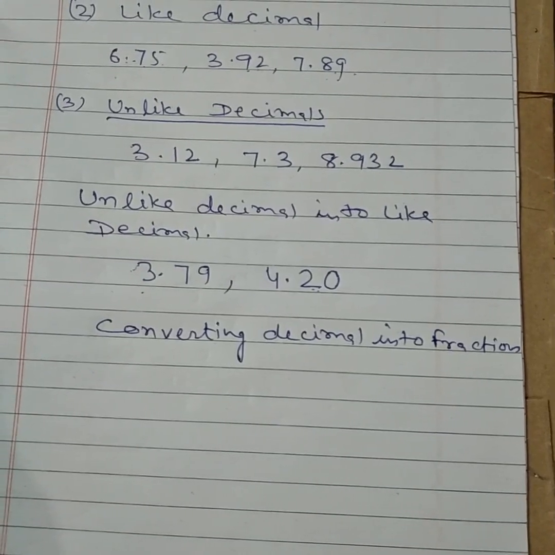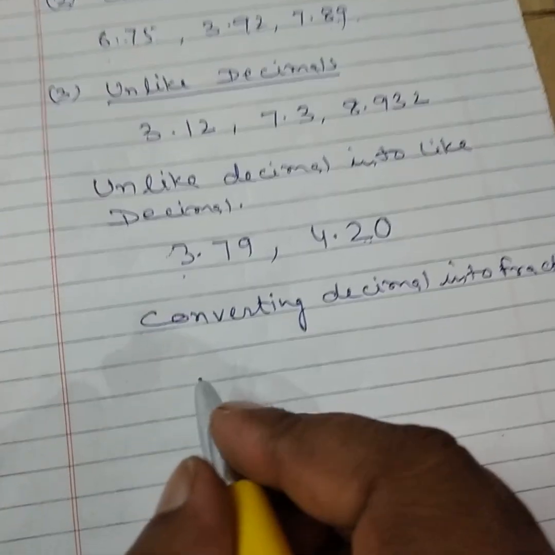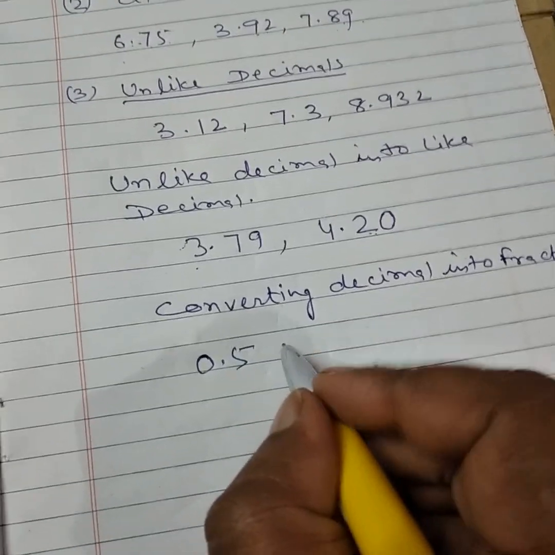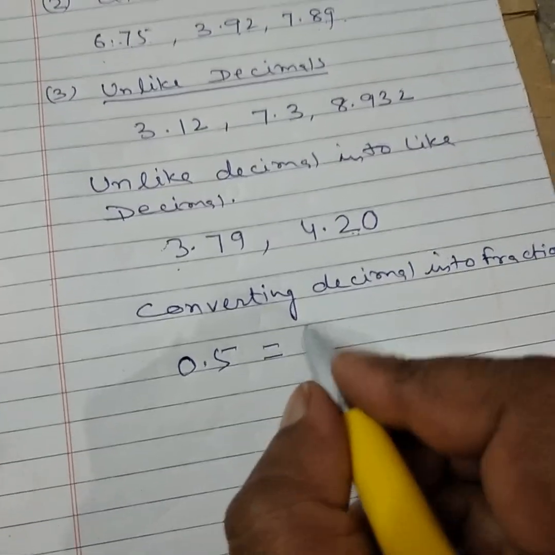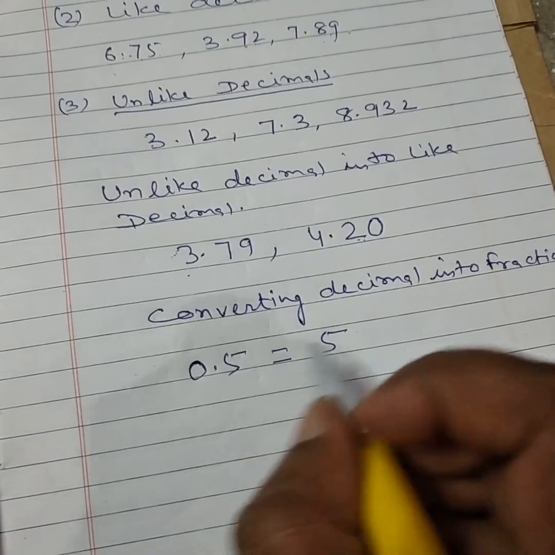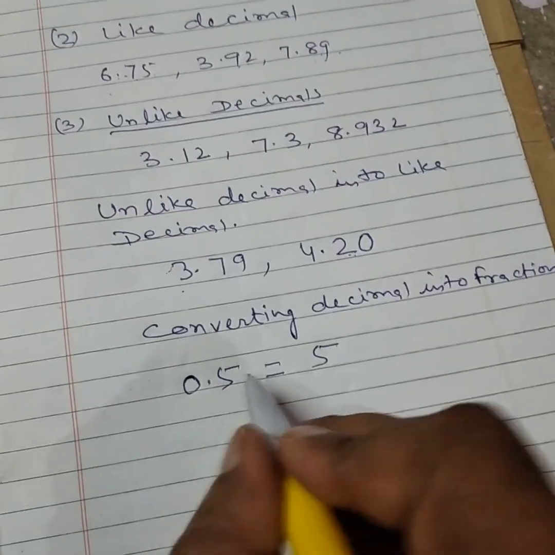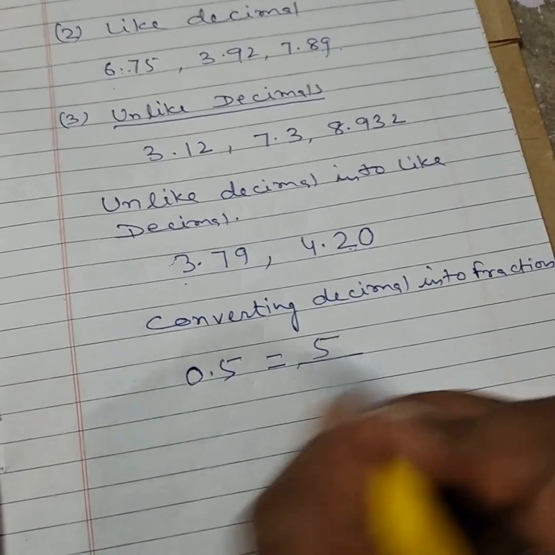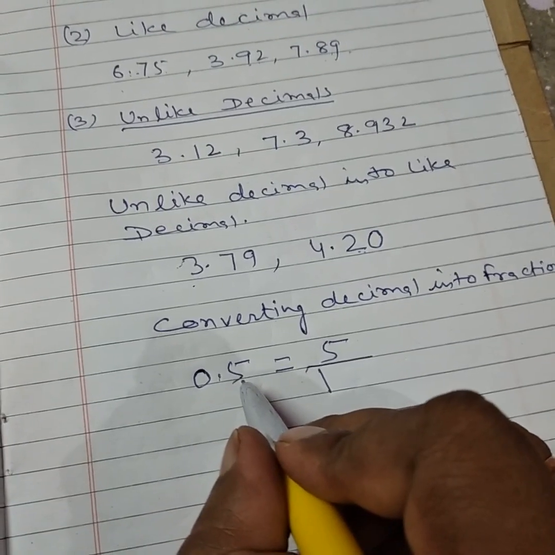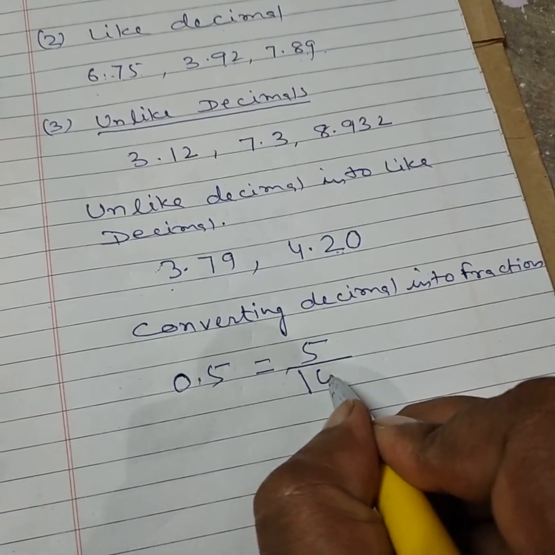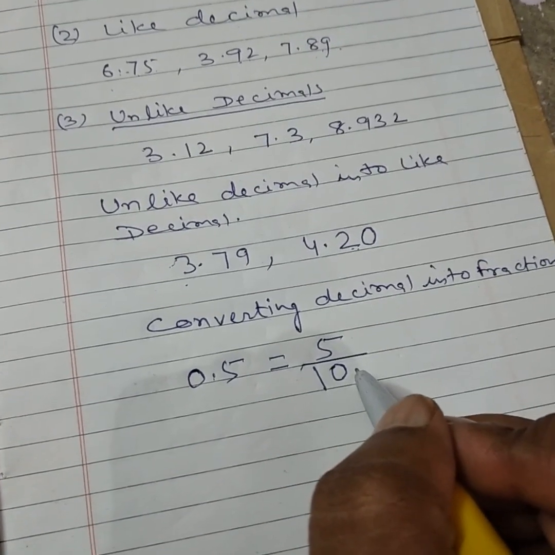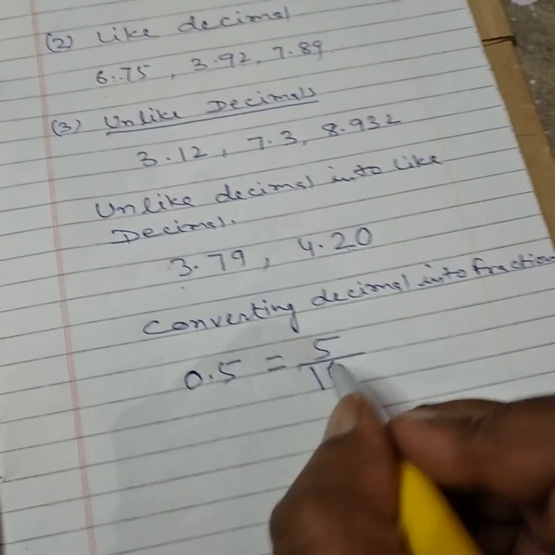Now converting a decimal into a fraction. Suppose this one is 0.5, a decimal. How will we convert it into a fraction? Without any dot or decimal, we write all the digits. Here only 5 is there, and in the place of the dot we put 1. And how many digits are after the decimal? We have to put that many 0s. If it were 5 2, then you would write 2 0s. Now this is the fraction.